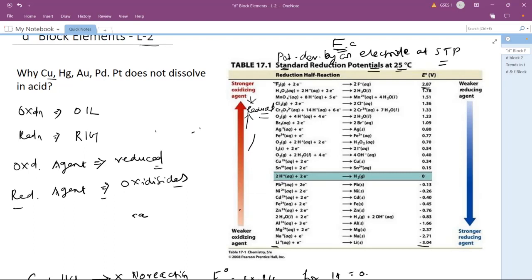This is a point where we should be clear. Now we are talking about a stronger oxidizing agent, in the sense that it gets reduced easily. And a weaker oxidizing agent, in the sense that it does not get reduced easily. Am I clear?